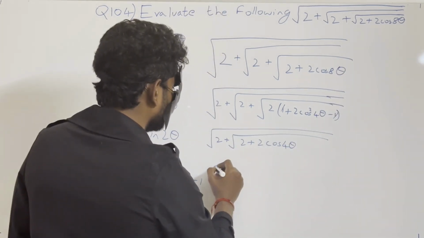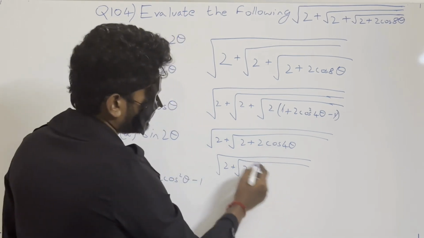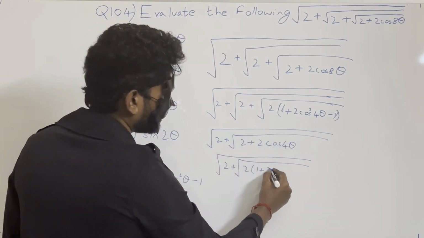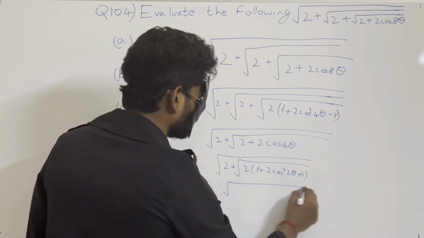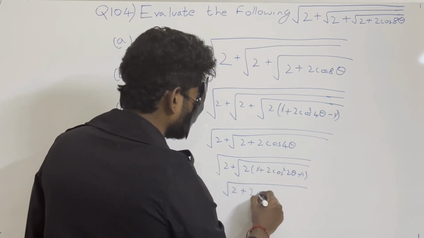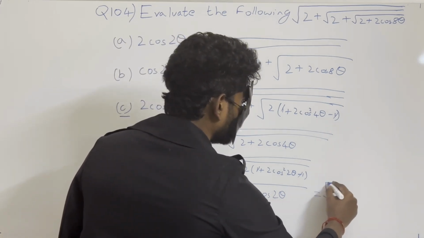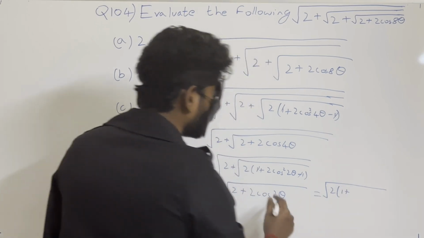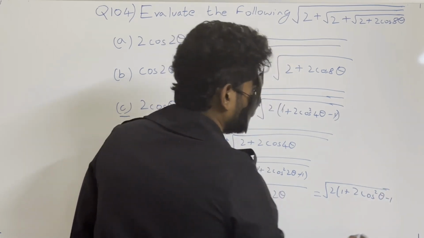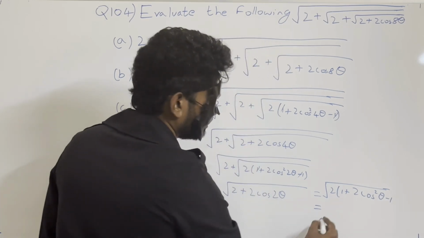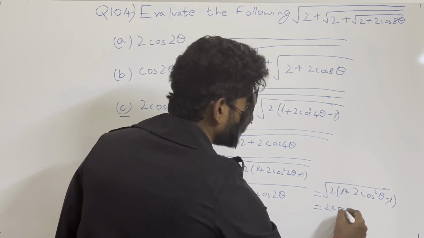Now again we'll simplify. Square root of 2 plus square root of 2, 1 plus, now taking 2 common here, 1 plus cos 4 theta I can write as 2 cos square 2 theta minus 1. This will get cancelled. So this will be nothing but square root of 2 plus 2 cos 2 theta. Now again this will be nothing but square root of 2 into 1 plus cos 2 theta, I can write it as 2 cos square theta minus 1. This will be nothing but 2, these 2 will get cancelled. This will be nothing but 2 cos theta.